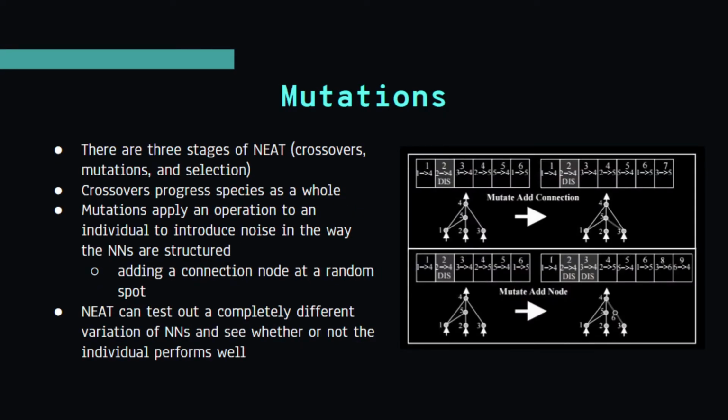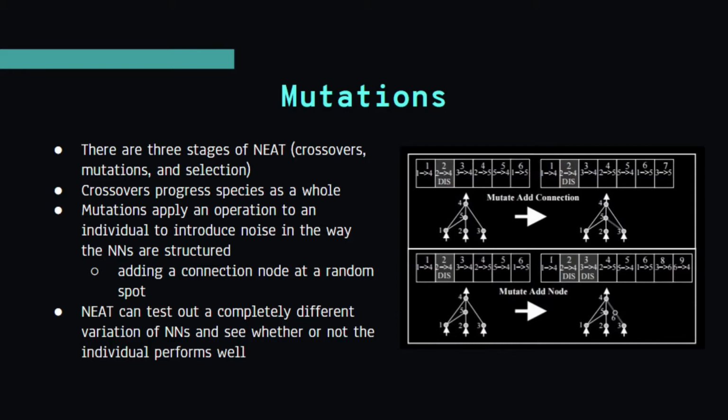So now let's get into mutations, which is the second stage of NEAT. I explained before there are 3 stages, so this just happens to be the second one. And crossovers, what they do is they progress the species as a whole. They find offspring between 2 parents, and it's basically how evolution happens, right? We come down to our parents, we get certain genes, and those genes are supposed to help us survive in the environment. And mutations apply an operation to an individual to introduce noise in the way that neural networks are structured. So what that means is that in order to diversify the population, there's going to be some mutation.